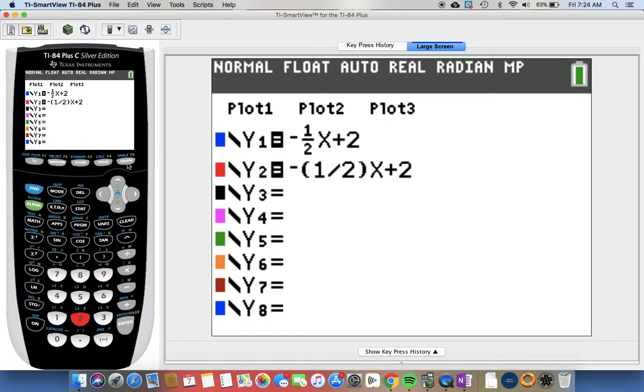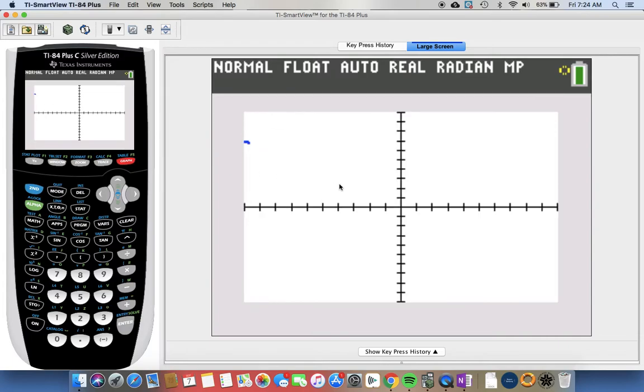And then when we graph, it is kind of cool to see, especially if you have a color graphing calculator, because what you'll see is the first equation coming in blue, and then the second equation will come in red right over the top of it. So you can actually see that same line getting graphed right on top.